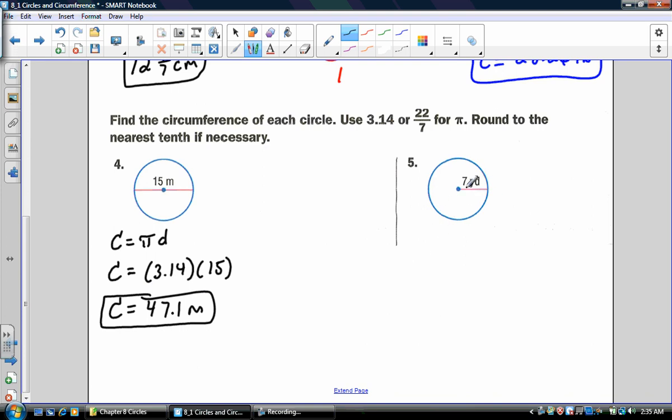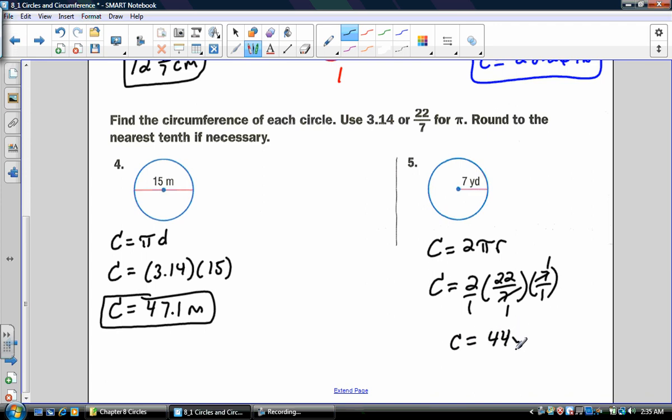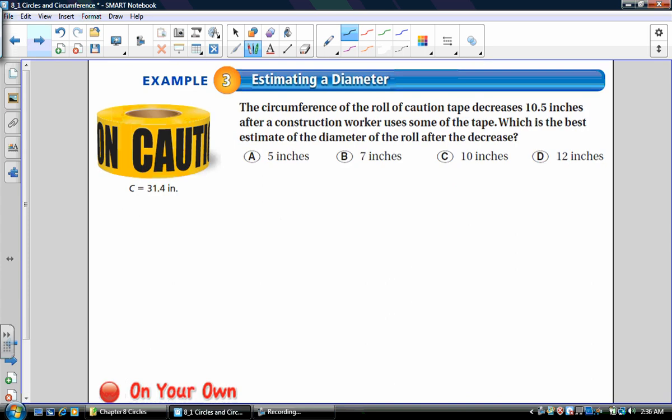In the next example, we're looking for the circumference, but we're given the radius. So circumference is going to be equal to 2 times pi times r. Circumference is going to be equal to 2 times pi. We'll use the 22 over 7, because I see a 7 times my r, which is 7. Put that over 1, that over 1. Divide out, divide out. So we wind up with circumference is going to be equal to 44. And those would be yards. 44 yards as our answer.